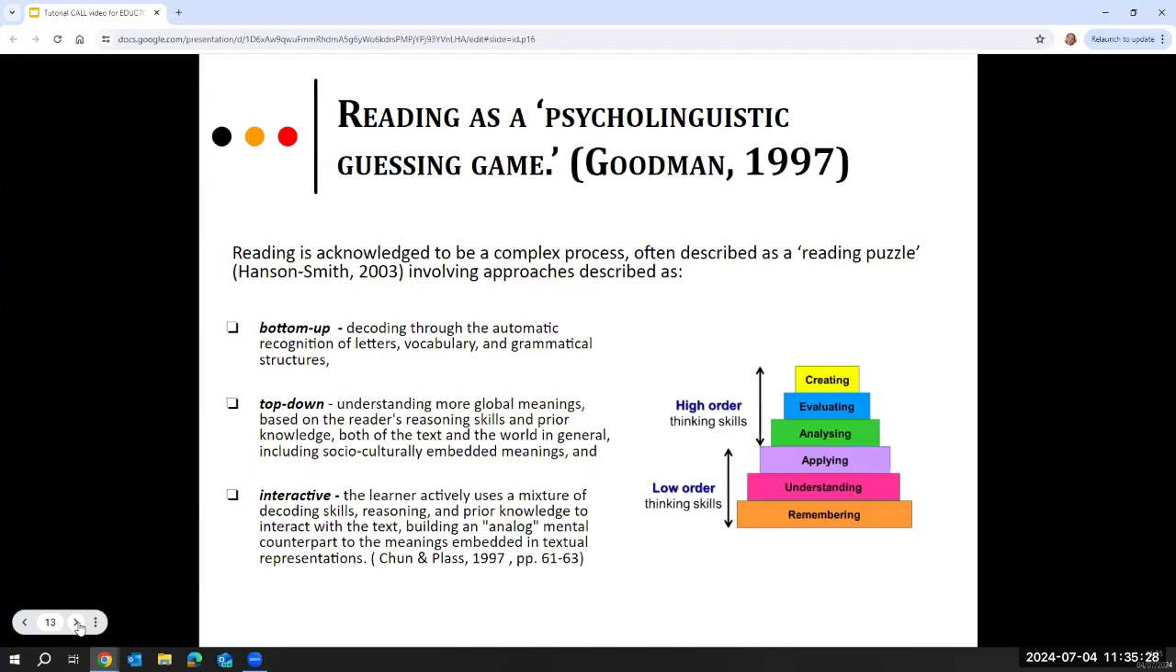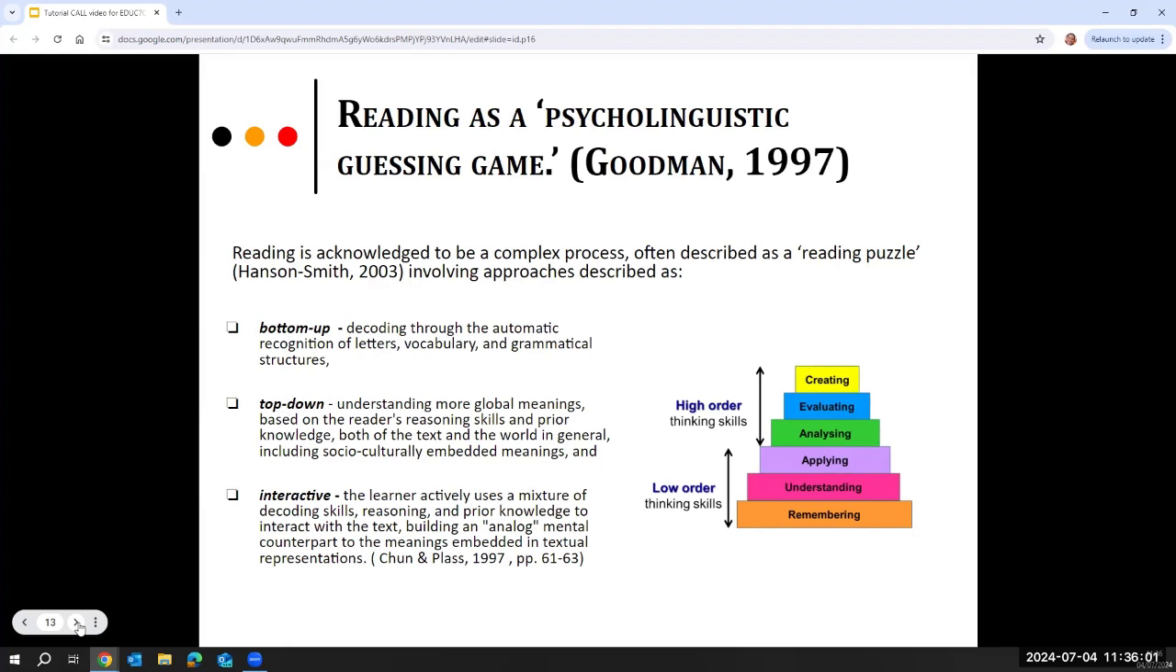But if we want to teach students how to read, we might break this cognitive process in different chunks. And we could apply different strategies, such as bottom up, where we ask students to decode the message by recognizing letters, recognizing vocabulary, grammatical structures, before they jump into understanding the full meaning of a message.